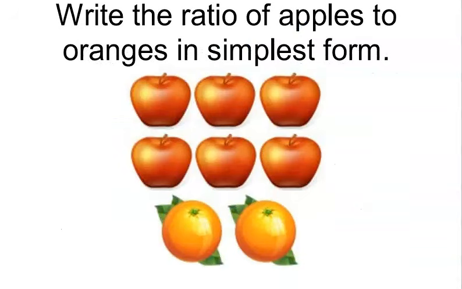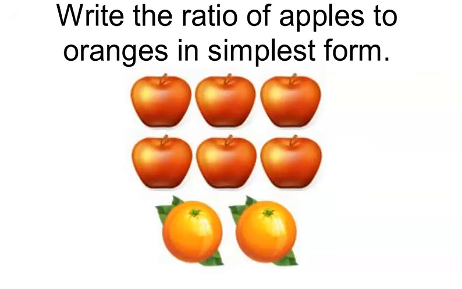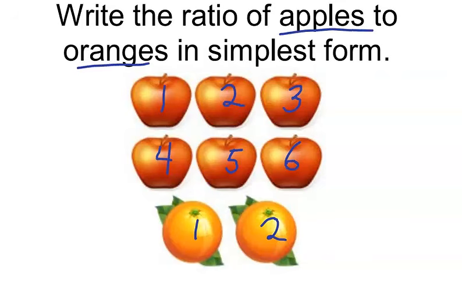Okay, it says write the ratio of apples to oranges in simplest form. So we are literally comparing apples to oranges right now. And how many apples are there? Well, there's 1, 2, 3, 4, 5, and 6. So, and there's 2 oranges. So it says ratio of apples to oranges. So they're starting with apples and ending with oranges. So you have to do it in that same order.